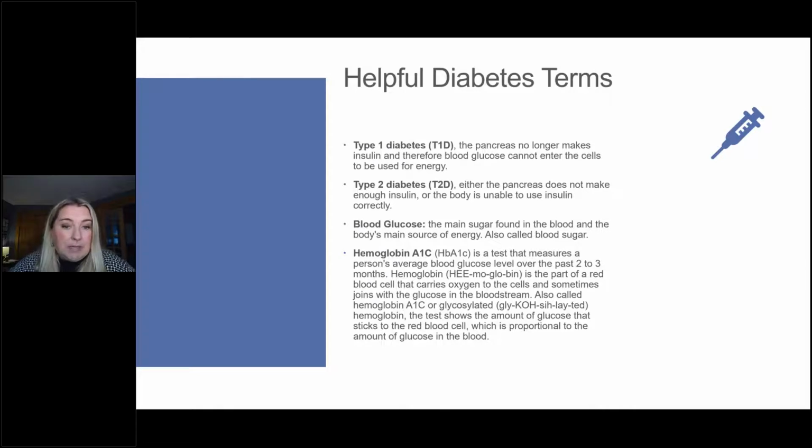Hemoglobin A1C, you may see it written as HbA1c, is a test that measures a person's average blood glucose over the past 2 to 3 months. So when we're talking about how a patient is doing, how somebody is doing with their diabetes, often the hemoglobin A1c is the blood test that can be done to really show medical providers how somebody is doing.